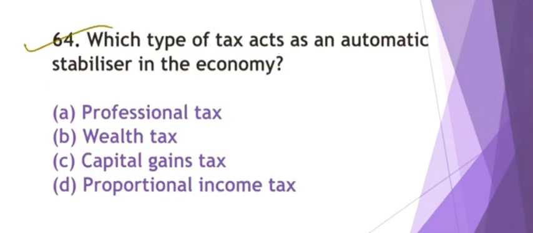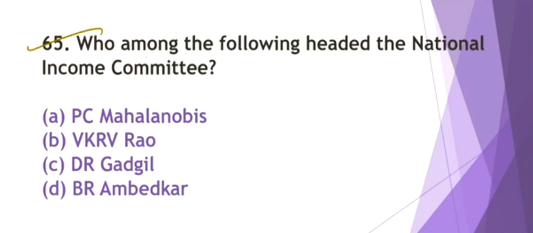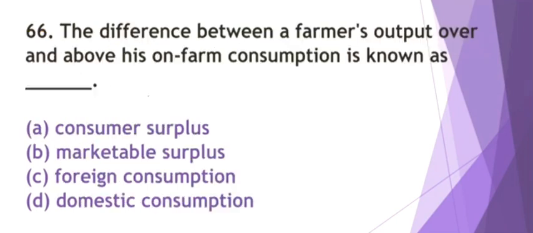64. Which type of tax acts as an automatic stabilizer in the economy? Option number D, proportional income tax. 65. Who among the following headed the National Income Committee? Option number A is the right answer, PC Mahalanobis. 66. The difference between a farmer's output over and above his on-farm consumption is known as? Option number B, marketable surplus.